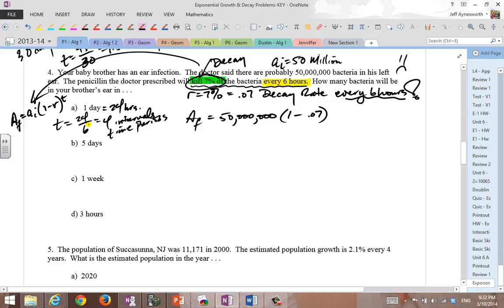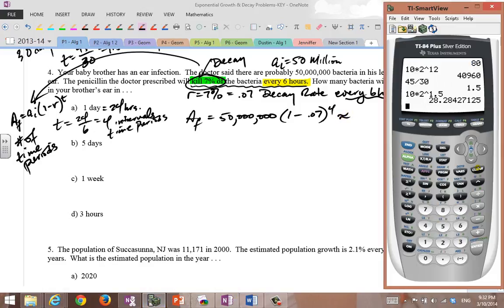And after 1 day, there's 24 hours. If 7% dies off every 6 hours, we've got to divide it by 6. So 24 divided by 6 is 4. We've got to raise it to the 4th power. So the T, the number of time periods here, is very important. You'll notice that I figure this out before I even start the problem, because I can't even set it up properly unless I figure it out. And then once I figure it out, I can go for it.